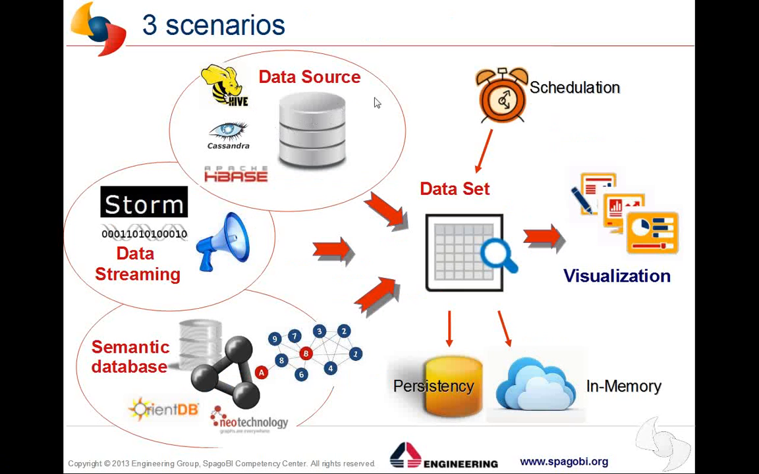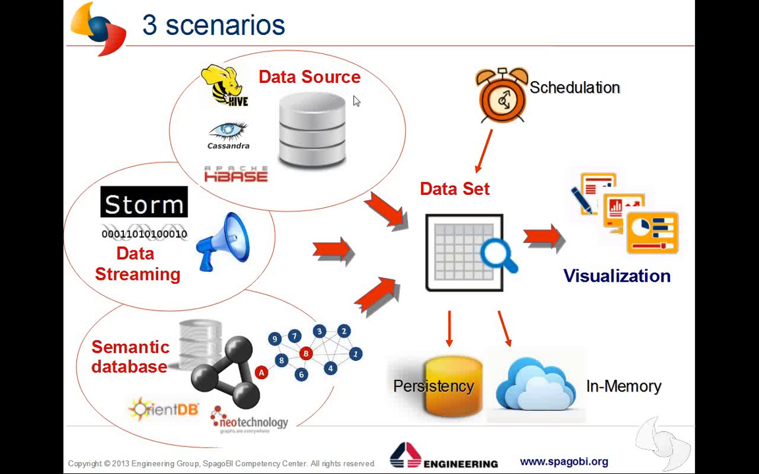So we have three scenarios. You see in the middle of the picture the dataset component, which is an independent component, which can manage connection towards different kind of sources. And you see here we have three different scenarios. There were three scenarios we were talking about in the slides before.